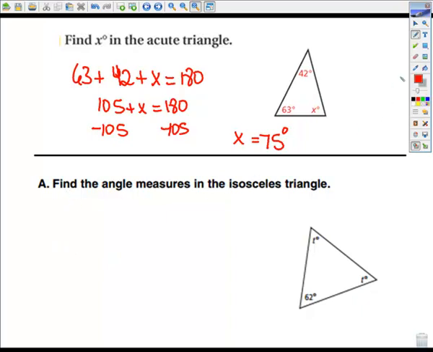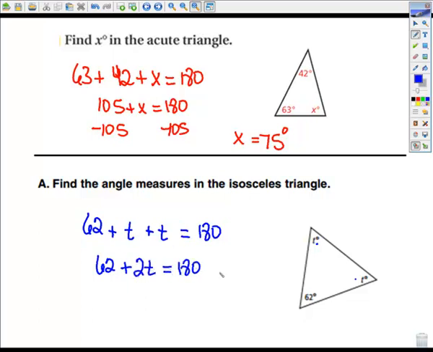This one says find the angle measures in the isosceles triangle. So we know that we have the two angles that are the same. So I have 62 plus a t plus another t. So there's my three angles, and altogether they're 180 degrees. So I'll go 62 plus t is 2t. Remember, collect your like terms. And look at here, we haven't had one of these in a while. Remember, this is a two-step equation.